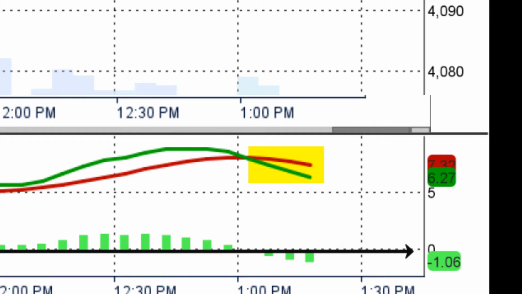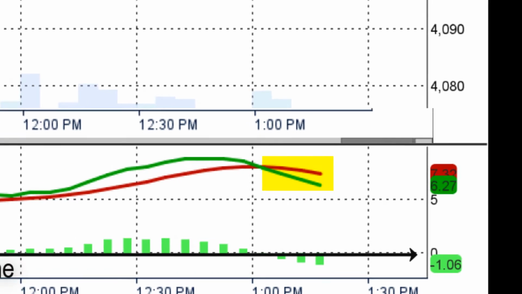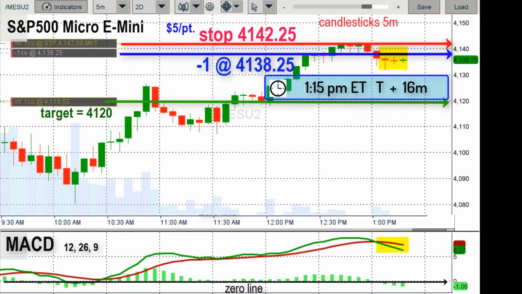If you're not quite following what I just said, rewind, take another look. Or I'll just say it a different way for you. When prices are flat, the momentum is going down. If you're short in a trade, that's good news.